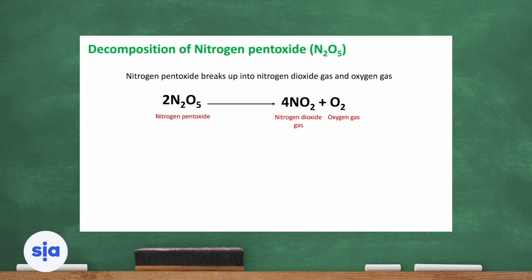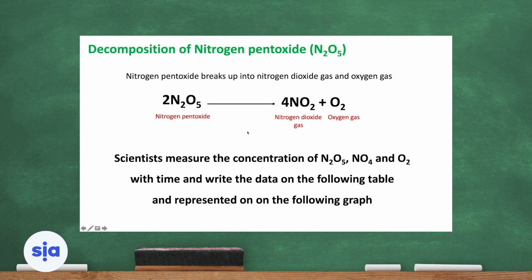Let's have a look at the decomposition of nitrogen pentoxide. Nitrogen pentoxide breaks up into nitrogen dioxide gas and oxygen gas. Both of the products are gases. Scientists measure the concentration of nitrogen pentoxide, nitrogen dioxide, and oxygen with time and write the data in a table and present it on the following graph.